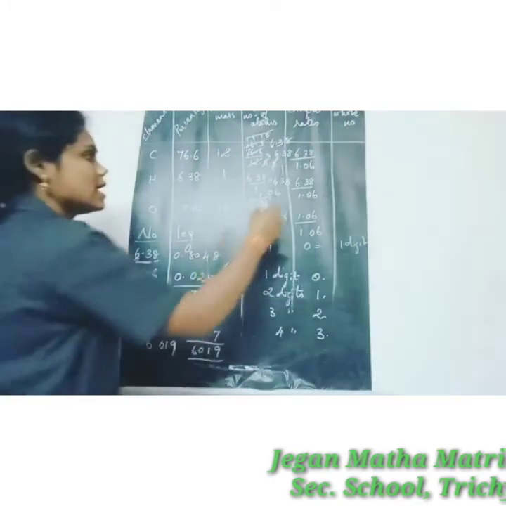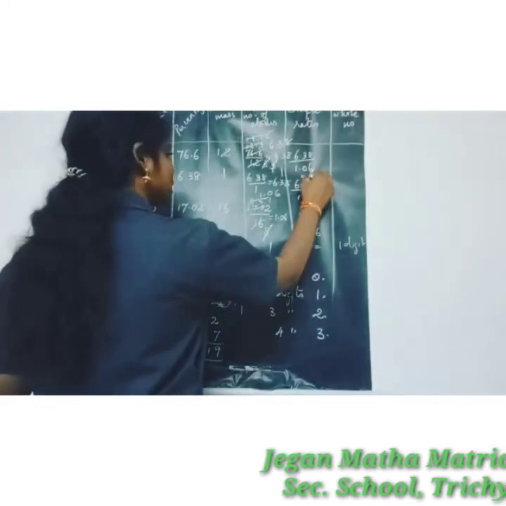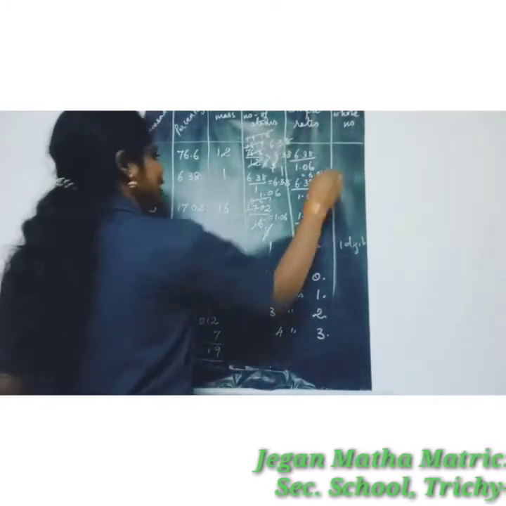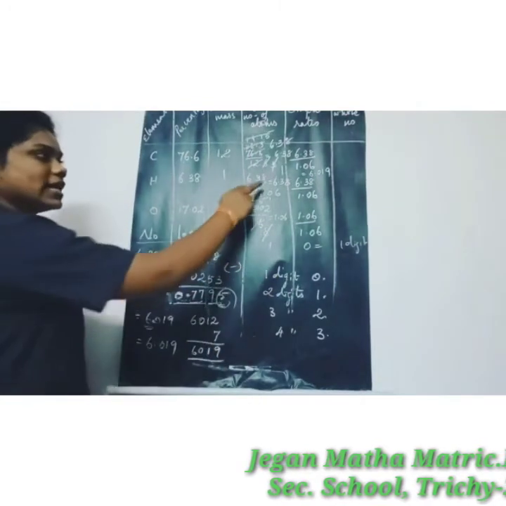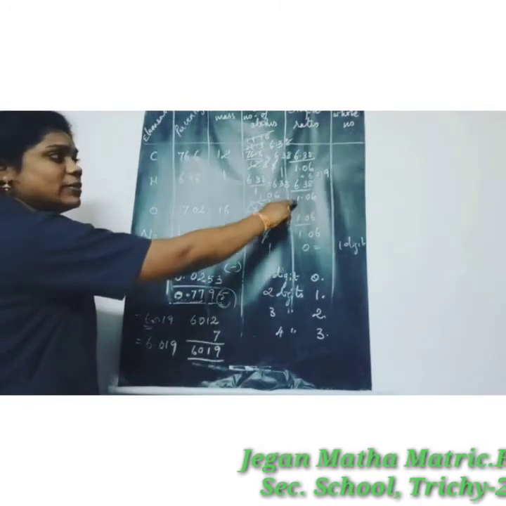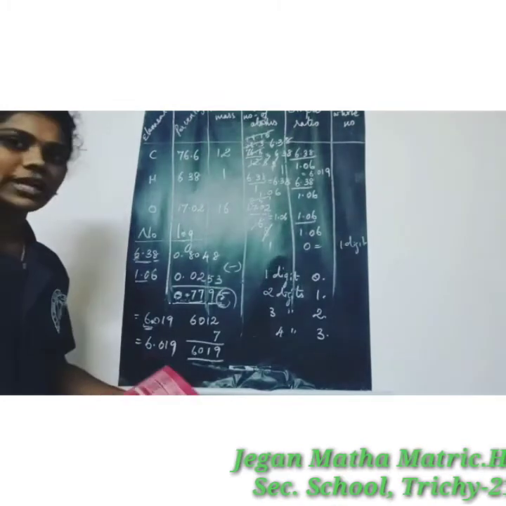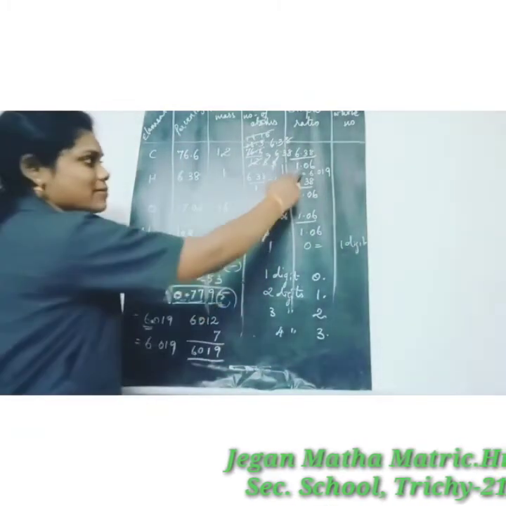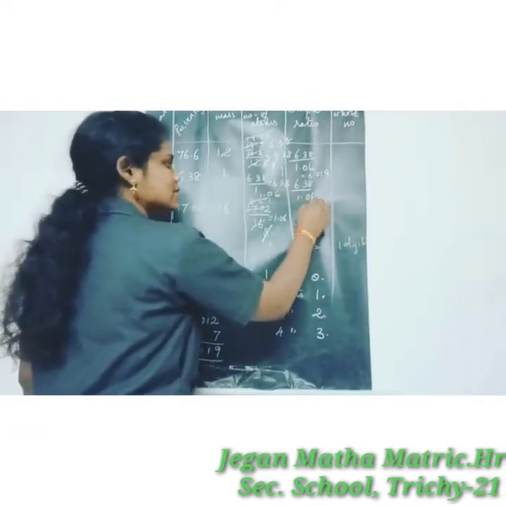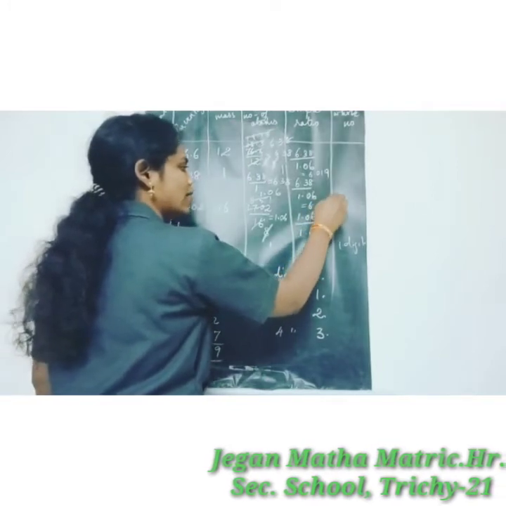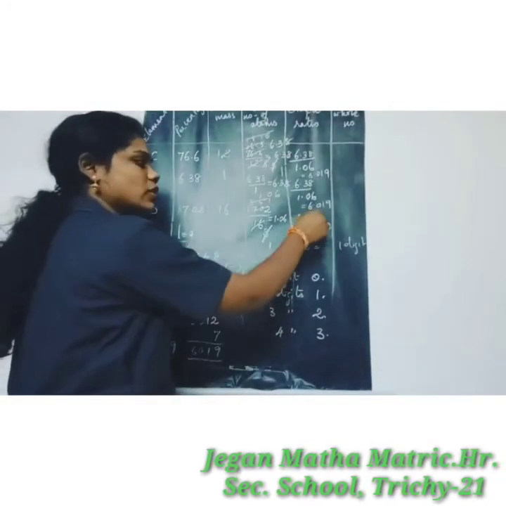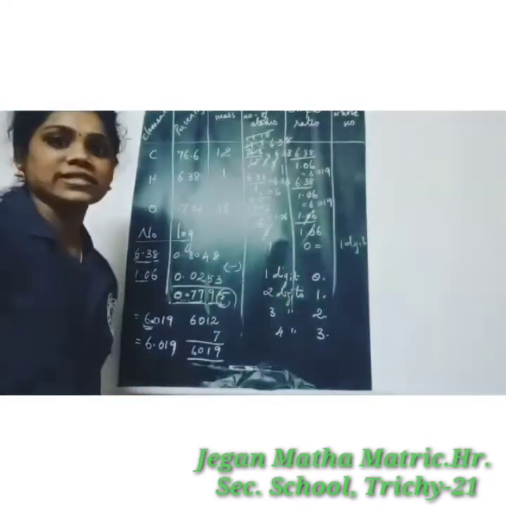So the answer is 6.019. So same thing. So here also 6.38 divided by 1.06. So no need to find the log value again. Same answer only, that is 6.019. So here cancel this 1.06 and 1.06.